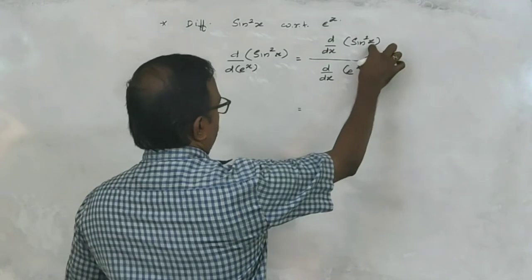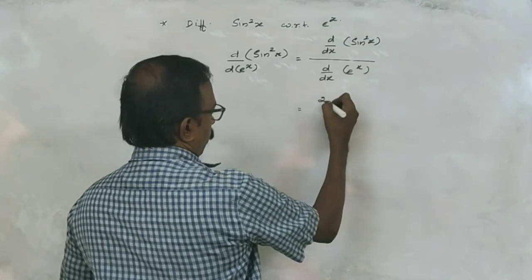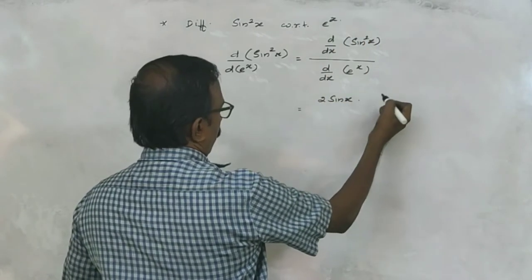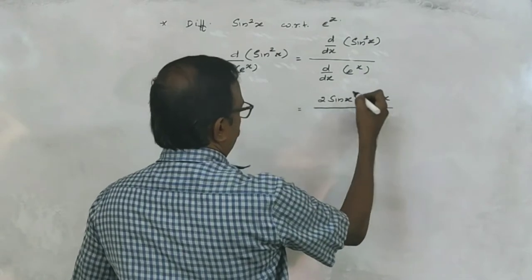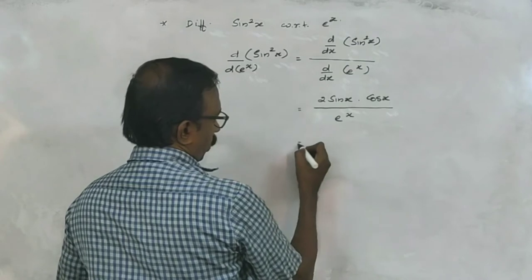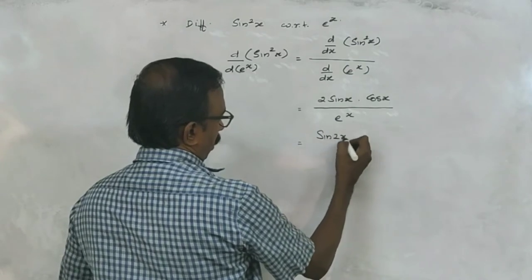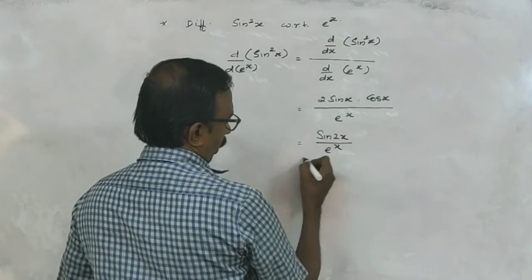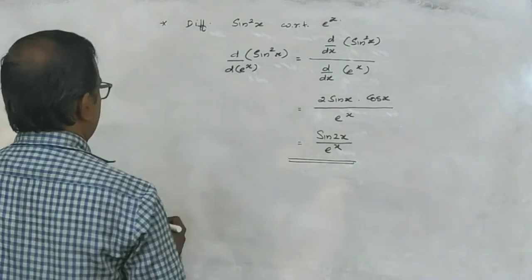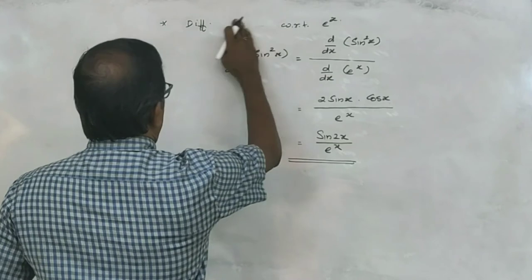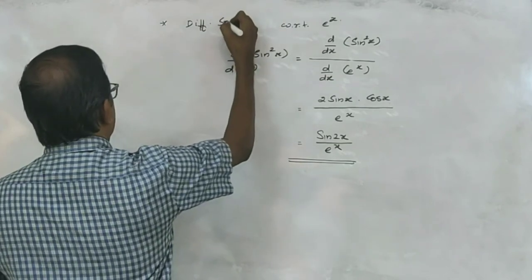The derivative of sine square x with respect to x is 2 sine x into the derivative of sine x, which is cos x, function of a function. The derivative of e raised to x is e raised to x. So the answer is sine 2x by e raised to x. This is the answer.